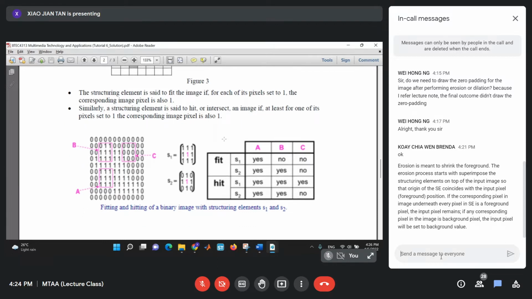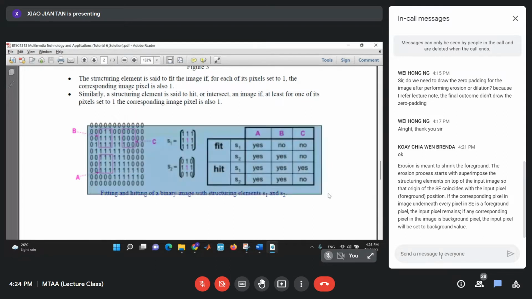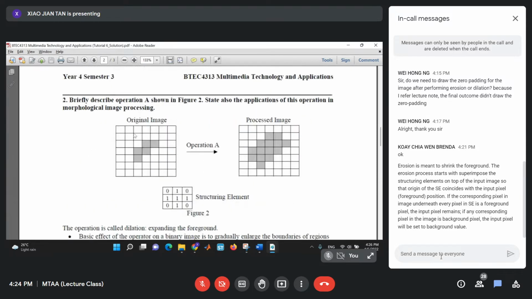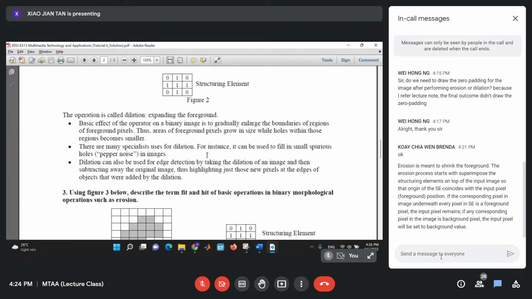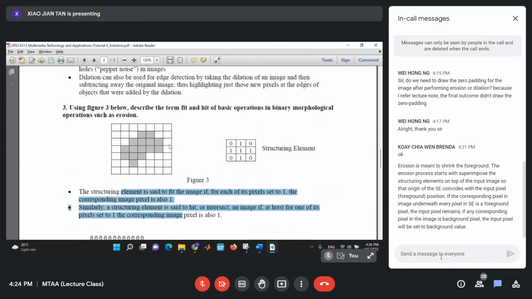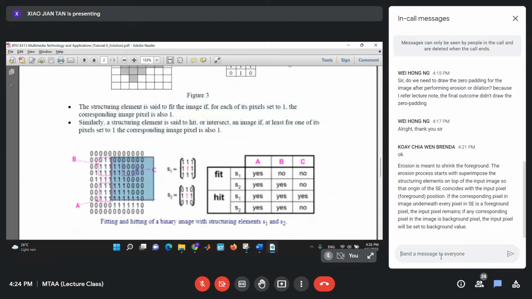Actually you can draw, but if you include any drawing in your examination, make sure you explain a bit. Don't just put the drawing over there. The exception is for questions that ask you to draw. For example, if the question gives this structuring element and asks you to draw the output, you don't need to explain it. But if the question just asks you to describe, and you want to draw something else, make sure you explain.